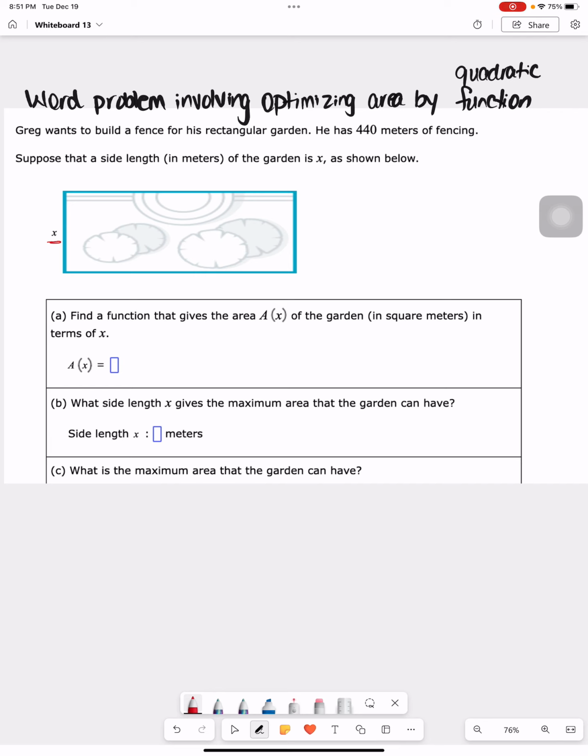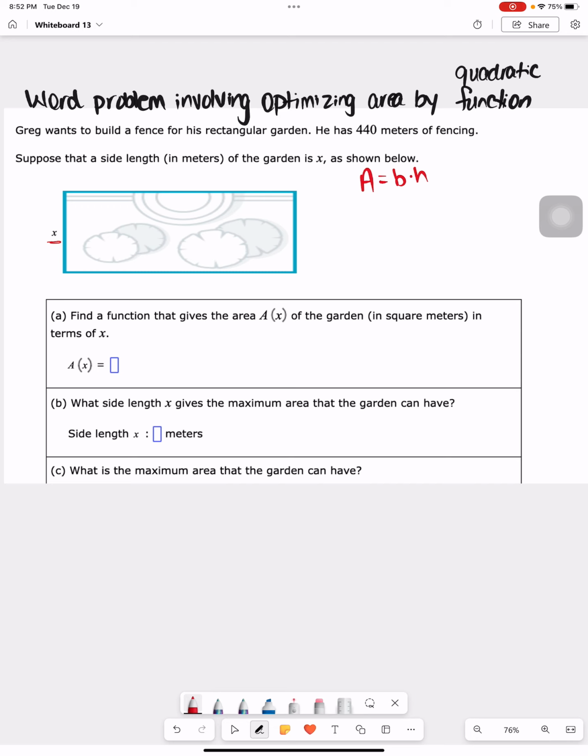Okay, so let's start with what we know. We know that we find the area of a rectangle by multiplying base times height. So what I know in this case is that my height is X. I need to know the length of my base. So that's step one. We need to find that. So let's break this down.